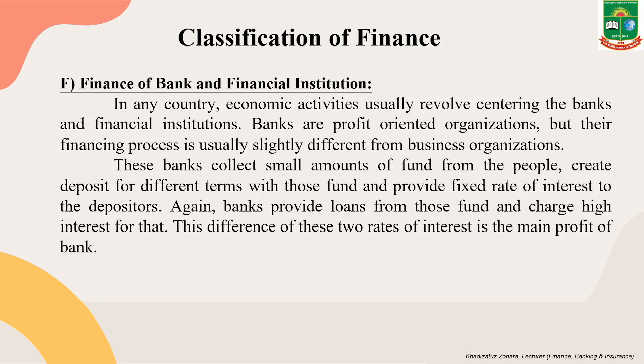But banks give those funds as loans to other people, from which banks collect a high amount of interest. Banks provide loans from those funds and charge high interest for that. This difference of two rates of interest is the main profit of the bank. This is how banks and financial institutions raise funds, use those funds and make profit.